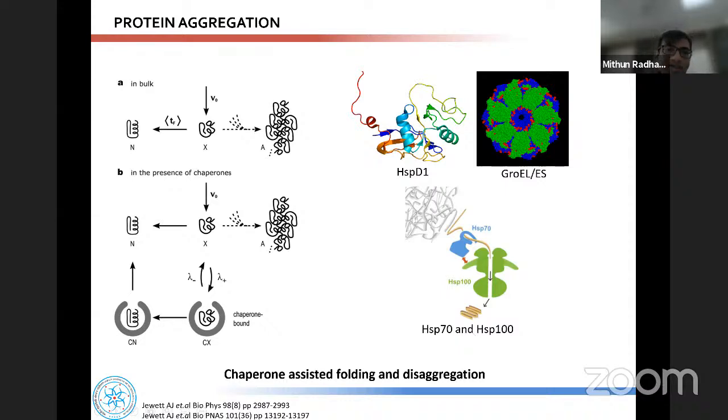We want to understand how the patches on the surface affect protein conformation and protein stability, both in the dilute regime, when the solution is dilute, and also in a concentrated regime where the proteins are aggregation prone.